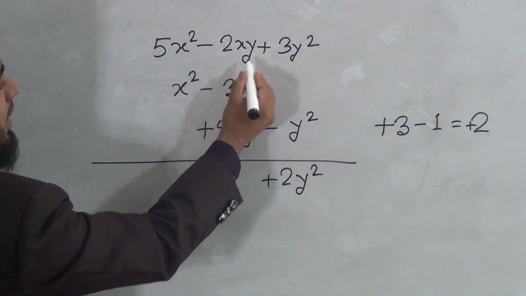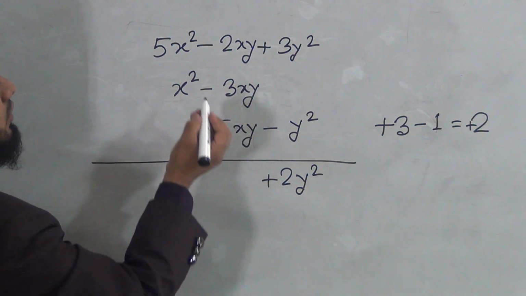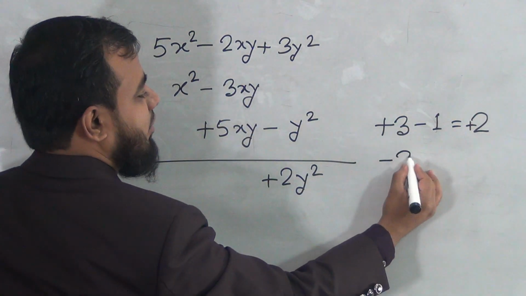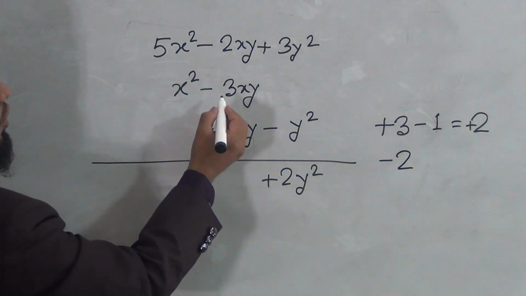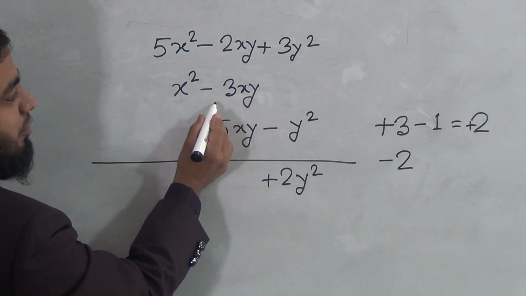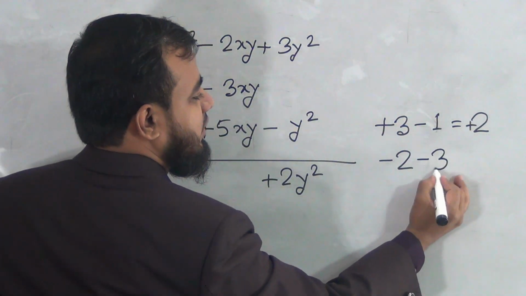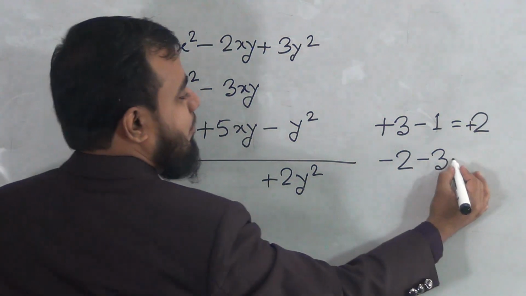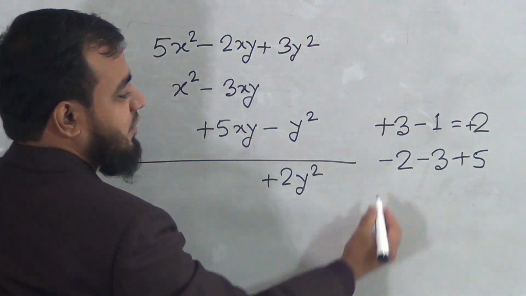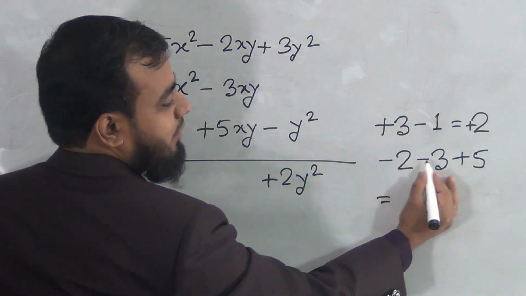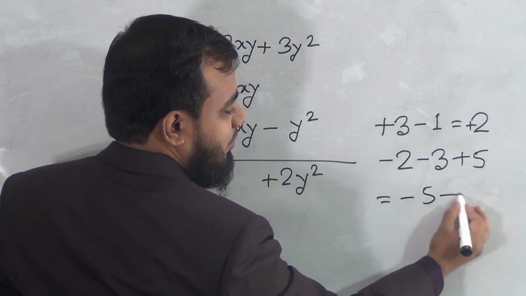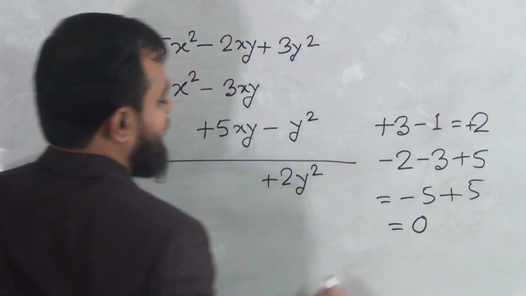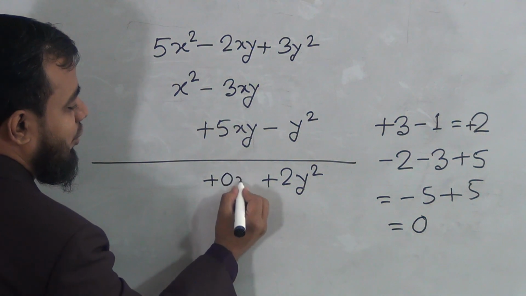Now we should add xy terms. The first xy has minus 2 as the coefficient of xy, so minus 2 will be our first numeral. Now minus 3 is the coefficient of xy here, so minus 3 will be our second numeral. And the third xy has plus 5 as the coefficient of xy, so plus 5 will be our third numeral. This is equal to how much? Minus 2 and minus 3 makes minus 5, plus this 5. Okay, plus 5 and minus 5 makes 0. So it will be plus 0 xy term.